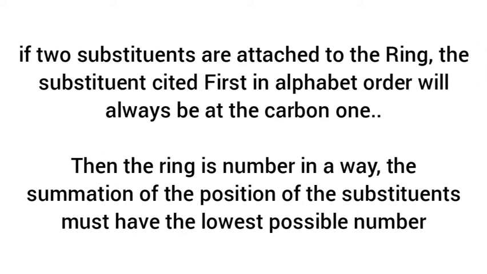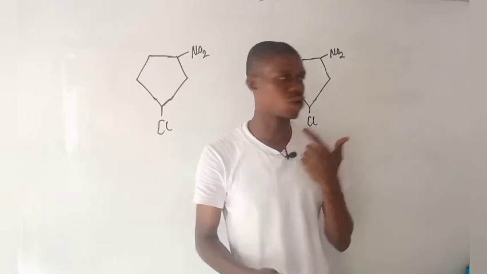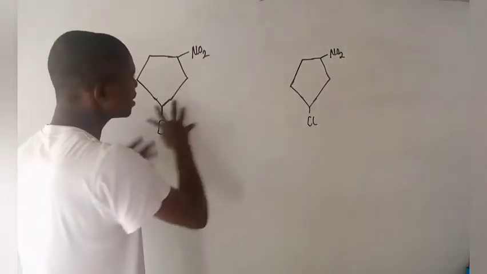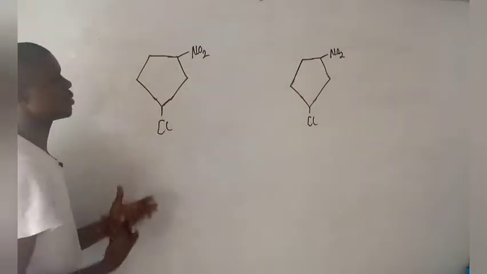Rule number 2. Rule number 2 states that if 2 substituents are attached to the ring, the one that starts first in the alphabet will be my carbon 1. And it must be numbered in a way that the summation of the positions of the substituents has the lowest possible number. It's very easy, it's not difficult. So just watch what I've done on the board here. I just want to explain to you.